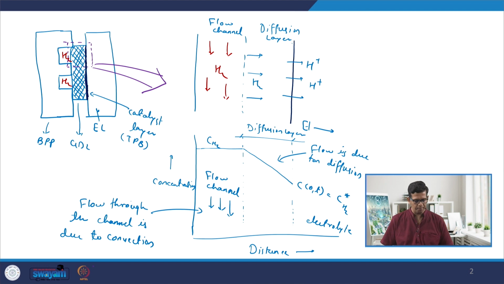reaches the catalyst layer. So, the concentration of hydrogen in the flow channel is at this level as marked by CH2, and since we are drawing a lot of current from the cell, the concentration gradually decreases as the hydrogen passes through this diffusion layer. At the interface it is C0H2(t), that is the concentration at the interface at a given time t, and this we have assumed to be C star H2. So, let us move on.